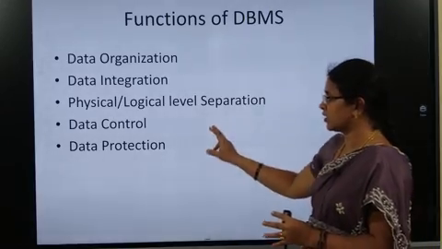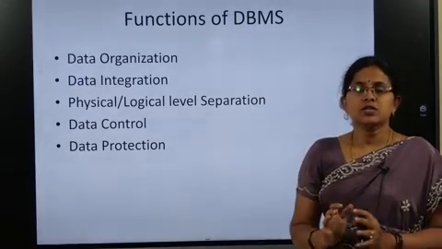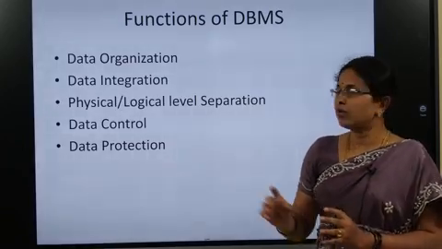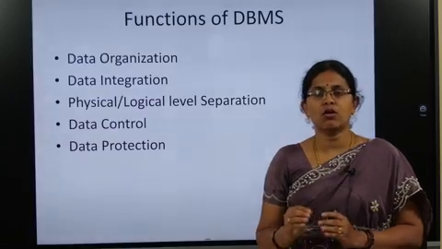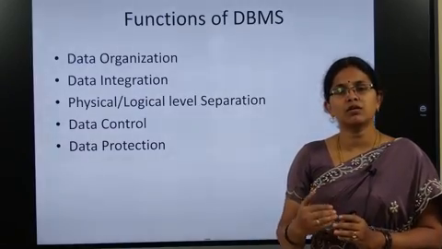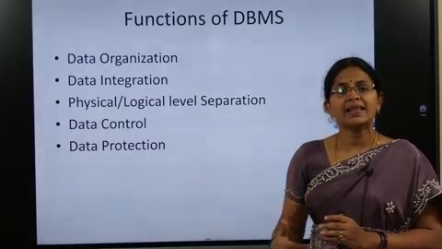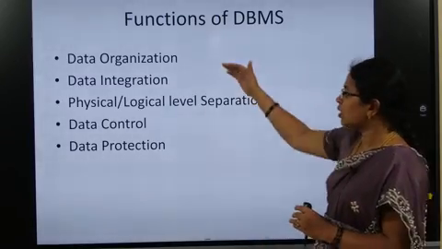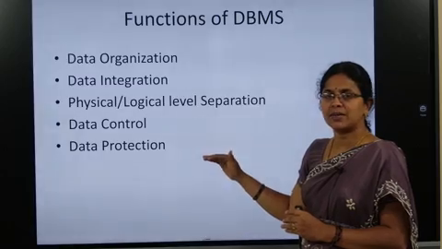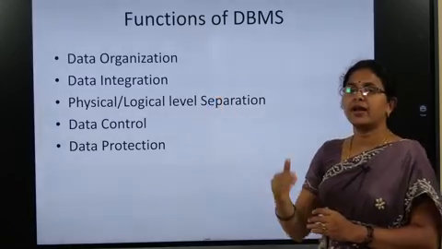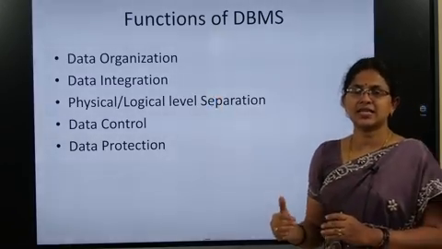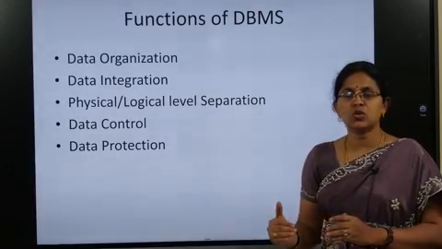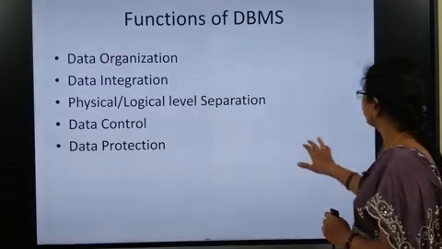That is another function. And data protection. Data protection is completely in the form of access: you can allow access to authorized persons, and you can also deny access to unauthorized users. These are all the main functions of a database management system: data organization, data integration, physical or logical level separation, data control and data protection.